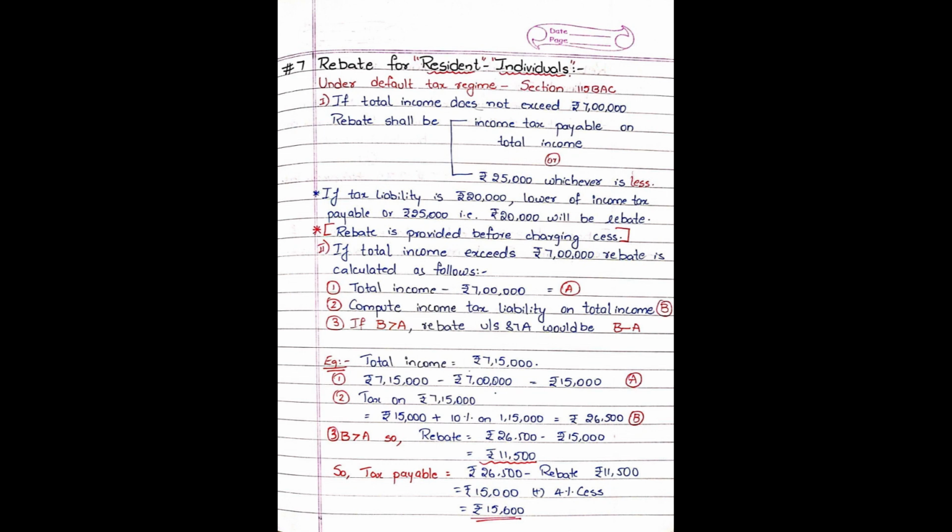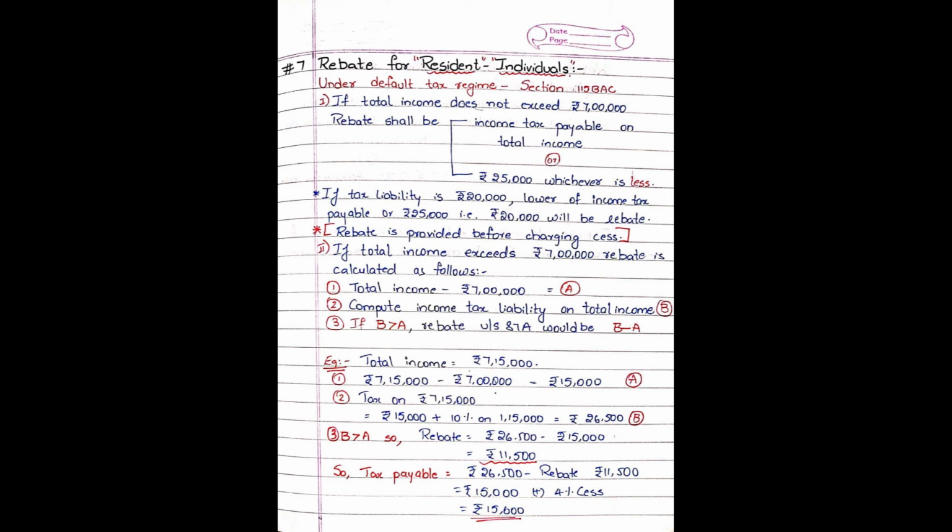In step 2, compute the income tax liability on such total income. Let the amount be B. In step 3, see if the amount B is greater than A. The amount we have arrived at, the tax liability on total income, B, is greater than the difference between total income and 7 lakh rupees. In such a case, the rebate under section 87A would be B minus A, that is tax liability on total income minus the difference between the total income and rupees 7 lakh.